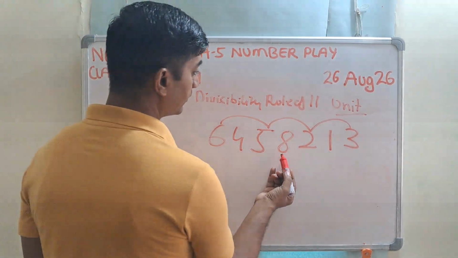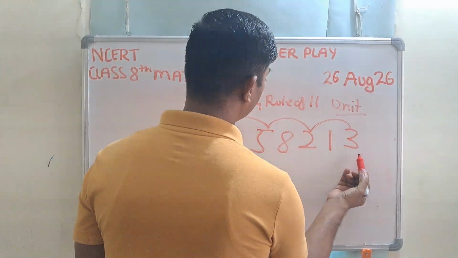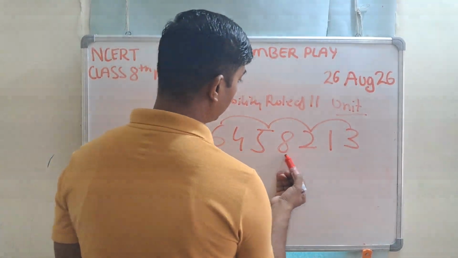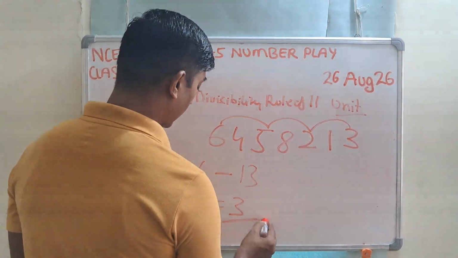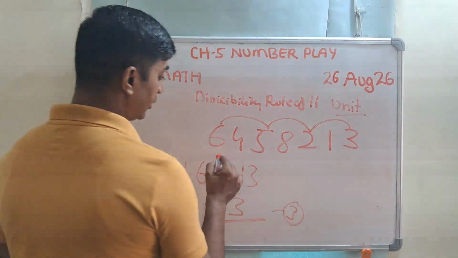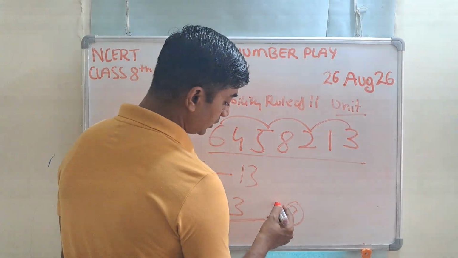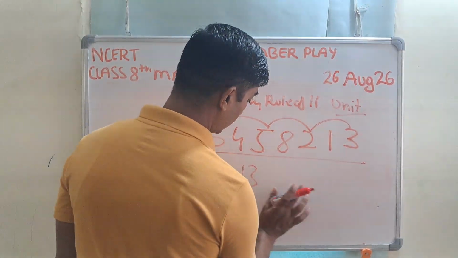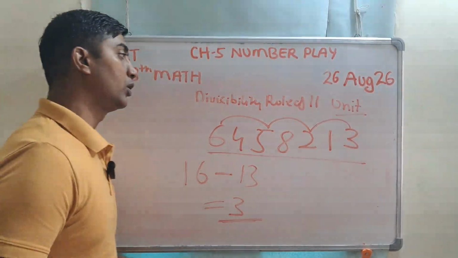6 plus 5, 11. 11 plus 2, 13. 13 plus 3, 16. Minus 4 plus 8, 12. 12 plus 1, 13. You got the result plus 3, and plus 3 means you have remainder 3. When you divide this number by 11, you will have to add 3 to obtain a perfectly divisible number. Understood? So this number is not divisible by 11. So this is the divisibility rule of 11.